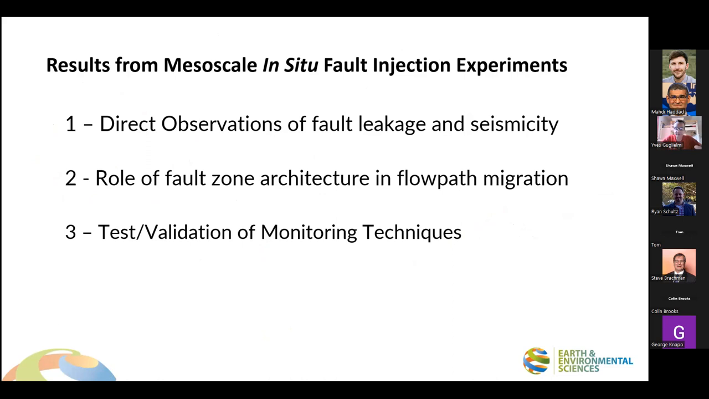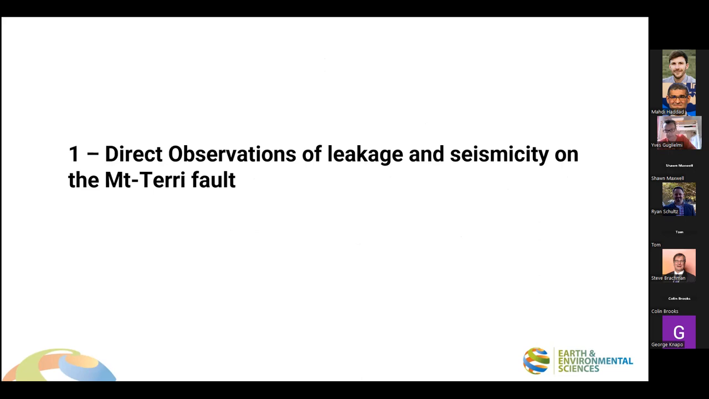So after that introduction, I tried to organize my talk in three main directions, I would say. First, I will show the direct observations of fault leakage and seismicity that come from such an experiment. Second, I will try to show you the links and the relationships we are trying to make between these geophysical observations and the fault geology. And third, I will show you how these experiments also allowed us to test and validate some new monitoring techniques, for example, that active seismic monitoring technique that I described in the slide before. So I start with the first point, direct observations of leakage and seismicity during the activation of the Monterey fault.